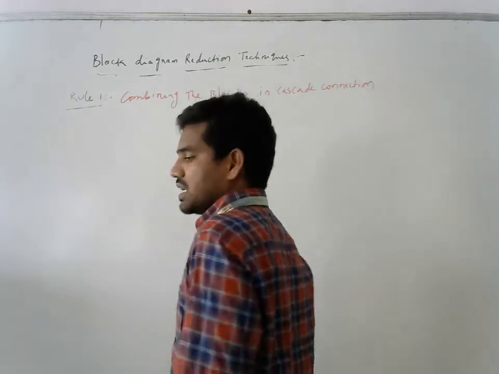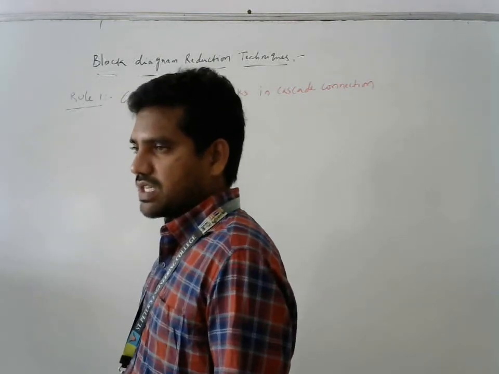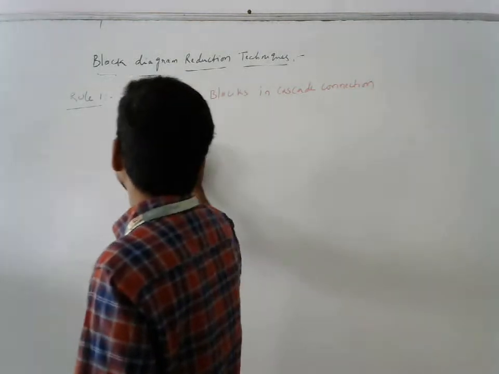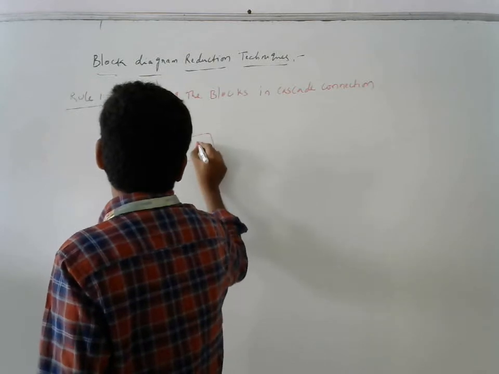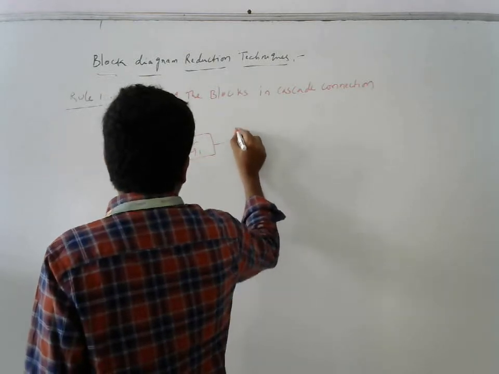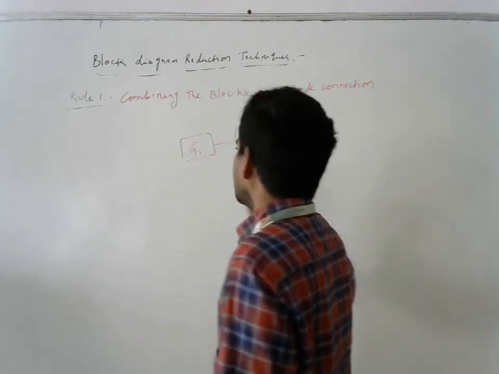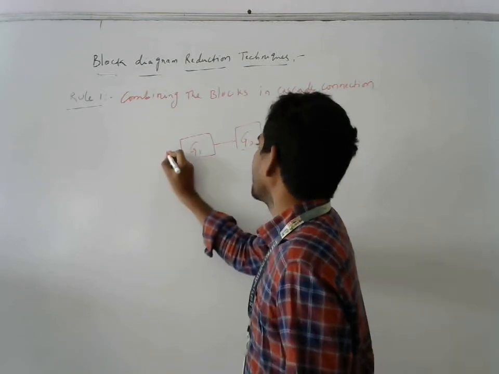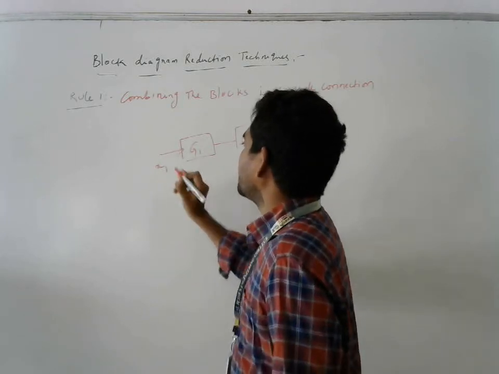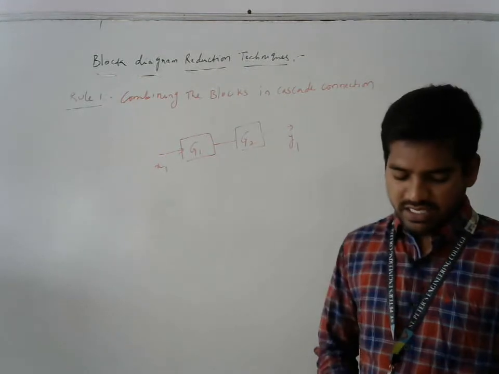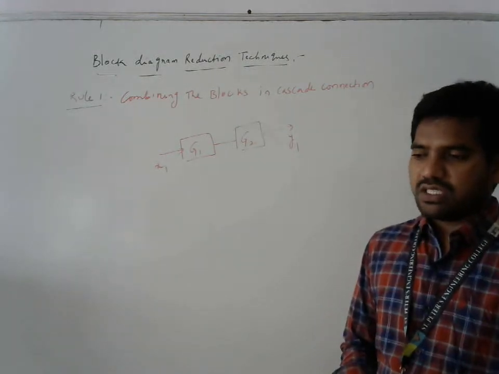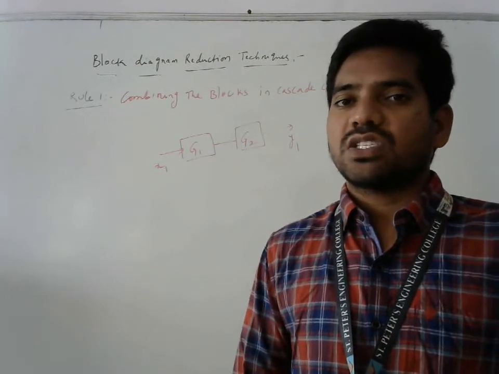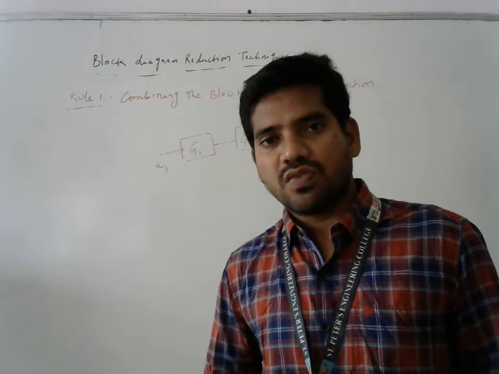Combining the blocks in cascade connection. That means here I have two blocks, G1 and G2. The output is Y1, and for example I consider the input as X1. We can take anything. The thing is, we have to know what the transfer function is. The transfer function is the Laplace transform of the output of the system to the Laplace transform of the input of the system.